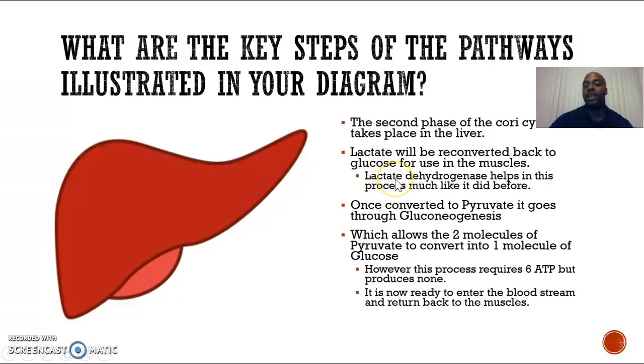Again, lactate dehydrogenase helps in this process, kind of like it did before, and now that lactate is converted into pyruvate. Once it's converted into pyruvate, it goes through gluconeogenesis, which allows 2 molecules of pyruvate to convert to 1 molecule of glucose. However, this process actually requires 6 ATP and produces none, so it's an expensive energy process, but the glucose is now ready to get back into the bloodstream and return to the muscles.